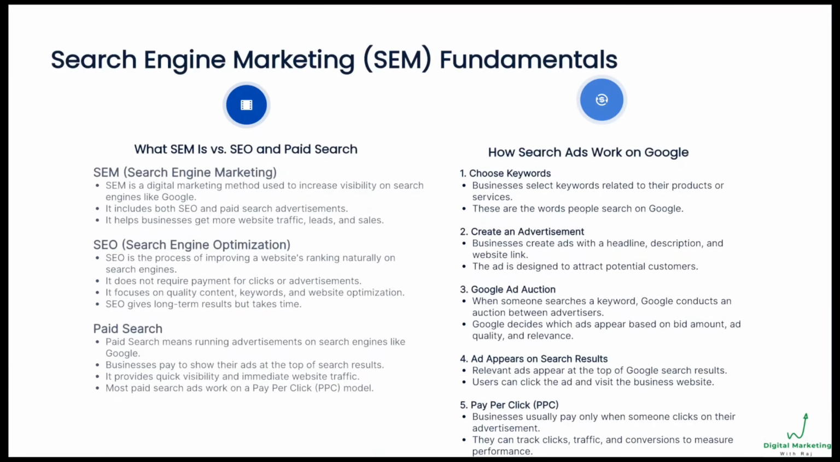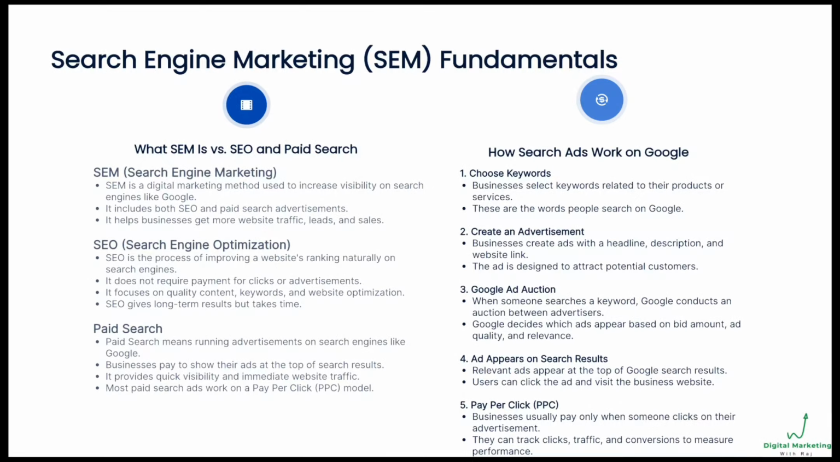Section 3, Search Engine Marketing and AI Trends. Now let's understand the basics of search engine marketing fundamentals. First, SEM uses paid advertisements to help businesses appear at the top of search engine results and attract more customers. On the other hand, SEO or search engine optimization improves a website's ranking organically without paying for ads.